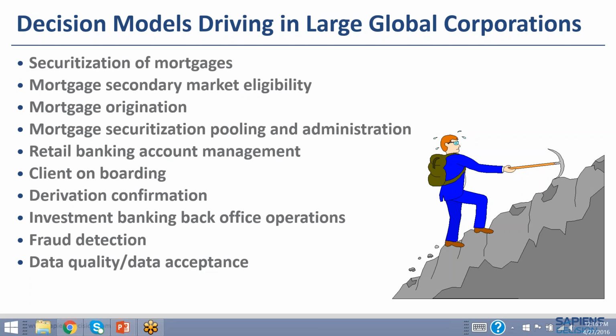And so you can see that these are widely used in the mortgage industry. Freddie Mac in particular has gotten on record as how much it has changed their business. Retail banking, investment banking, fraud detection, and a big part of it today is data quality or data acceptance, just validating data coming into applications.